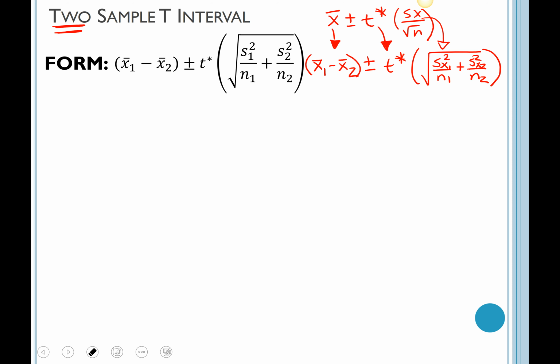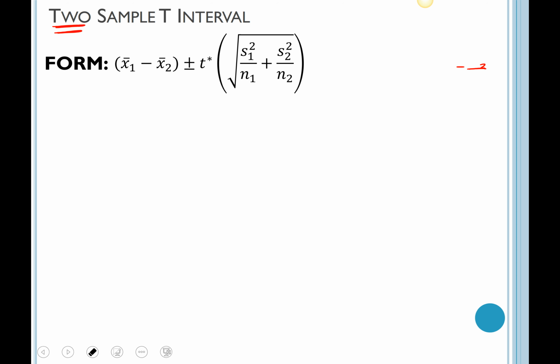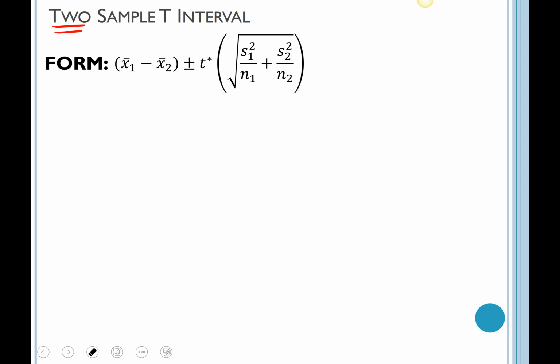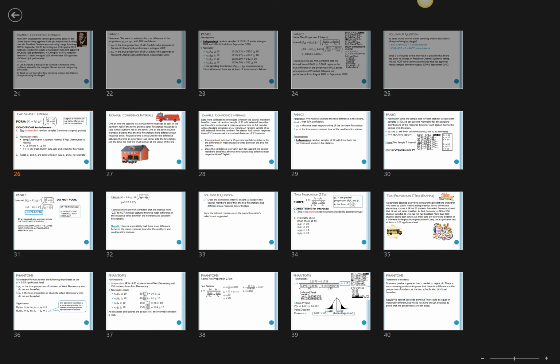I'm going to erase this stuff over here so you don't get too confused. So there's your form there, so make sure you go ahead and copy that down in your notes. And we're just going to go through some of the condition checks there.